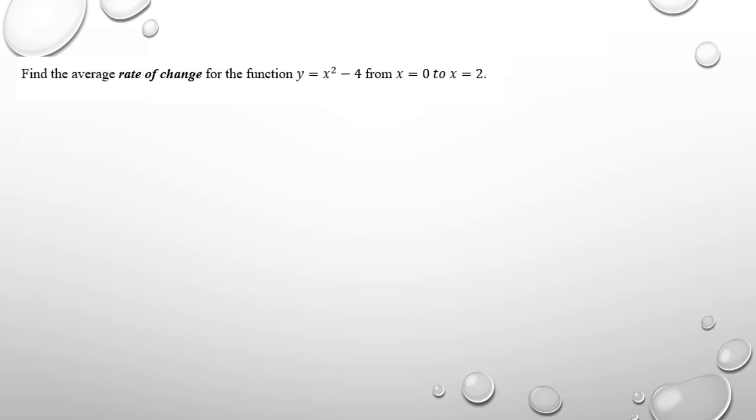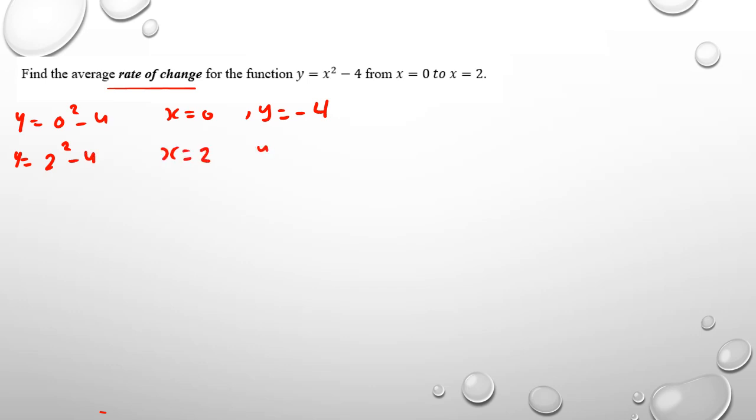Okay, so the next question is finding the rate of change for this function from x equal to 0 to x equal to 2. So you need to find the y value first for each one of those. So when x is 0, y equal 0 squared minus 4, so y is equal to negative 4. And when x is equal to 2, y equal 2 squared minus 4, so y is equal to 0. Rate of change is like you're finding a gradient. So change in y over change in x.